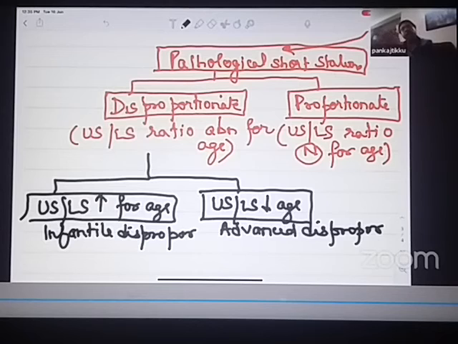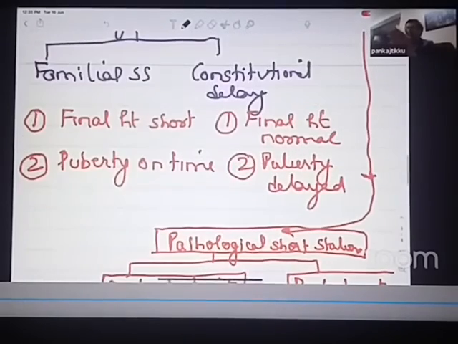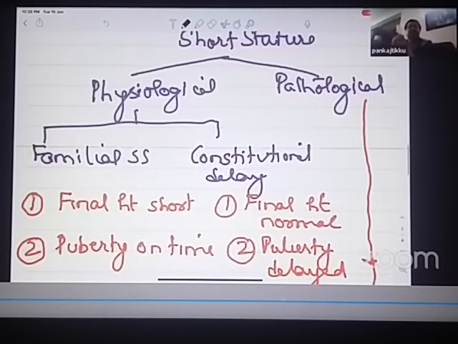If his height was growing normally, that means growth velocity was normal. He will be called a child having a physiological short stature. If his growth velocity is not normal, he will be called a pathological short stature. Once the child has a physiological short stature, that means his growth velocity is normal, I will see whether his parents were short or not. If his parents were short, he will be called a child having a familial short stature. And another type of physiological short stature is a constitutional delay.